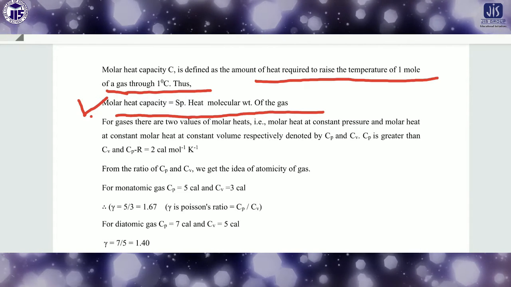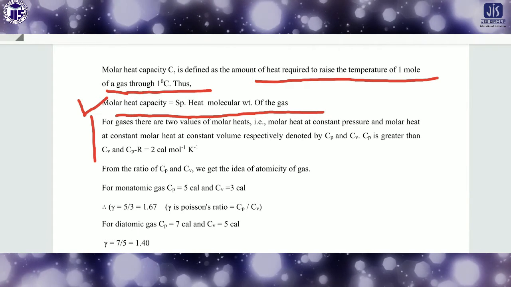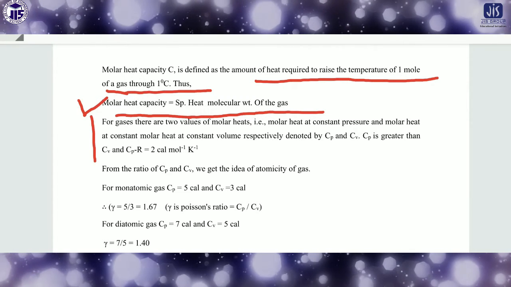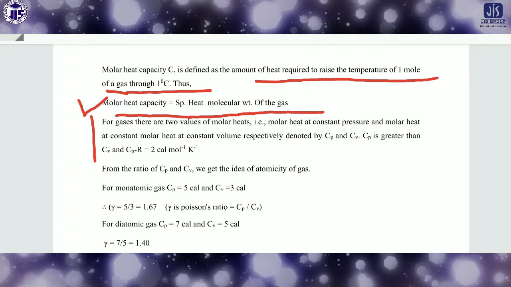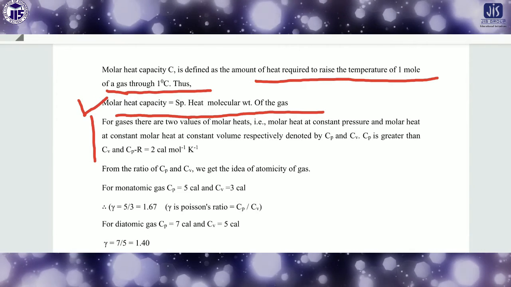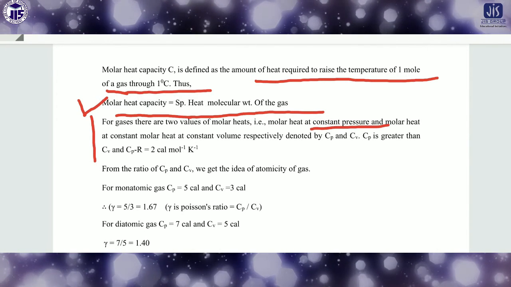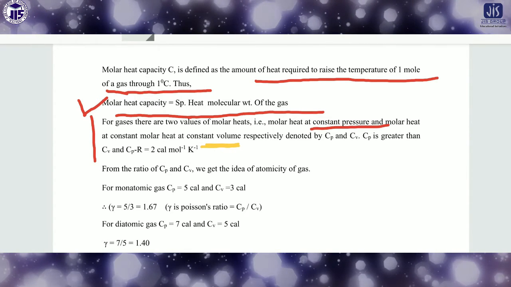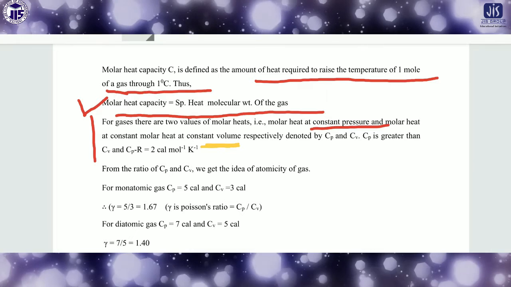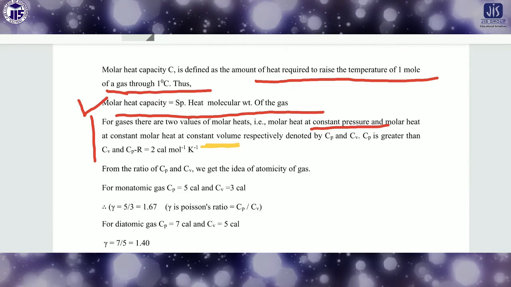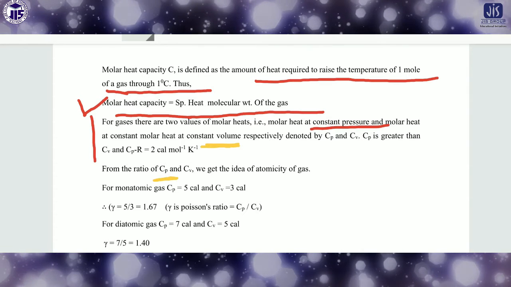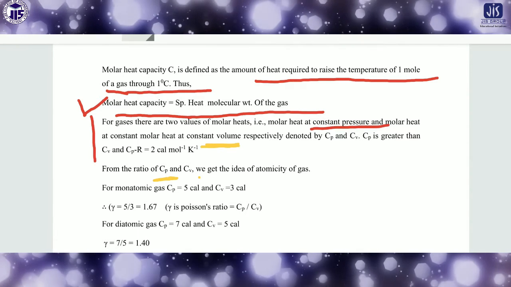So for gases there are two values of molar heats, normally Cp and Cv. Molar heat capacity at constant pressure is taken as Cp, and molar heat capacity at constant volume is taken as Cv.